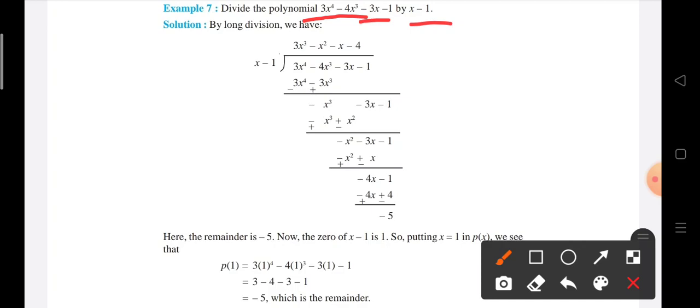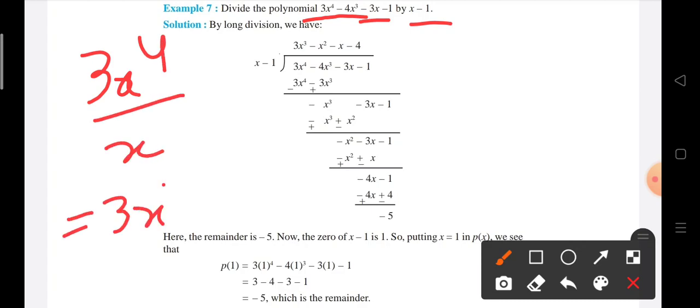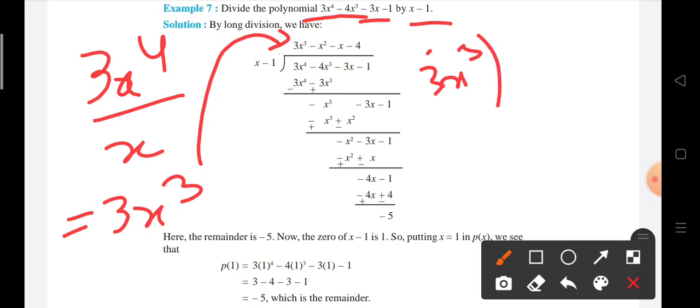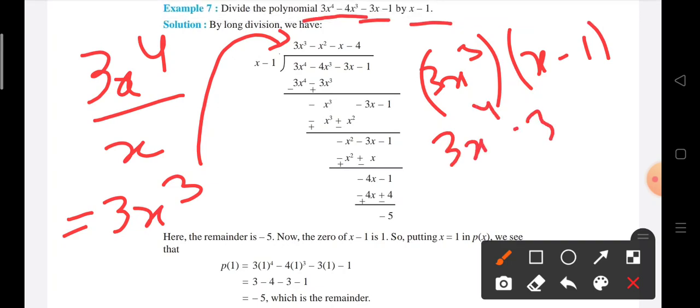Now first of all we find the first term of the quotient. So it will be 3x to the power 4 divided by x. So we will get 3x cube. This is the first term of the quotient. So we place this value, and what we do now? We multiply 3x cube with x minus 1. What we get? 3x to the power 4 minus 3x cube. We place this value over here.